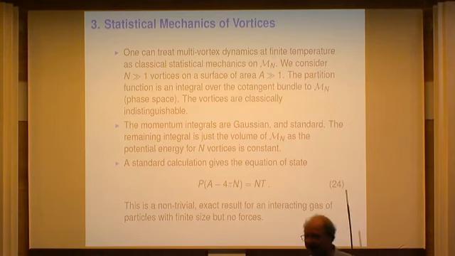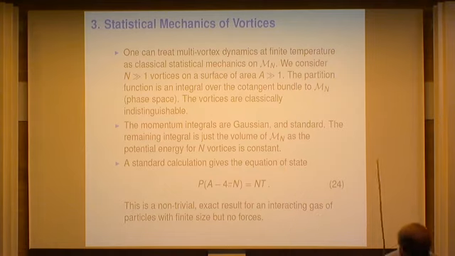So if you read the statistical mechanics literature, for hard disks moving in a finite area, that's not exactly solvable because of complicated overlap integrals. This one is exactly solvable because the volume of the moduli space is exactly that. So this is not appreciated by statistical mechanics experts as an exactly solvable interacting gas, but that's what these vortices are.